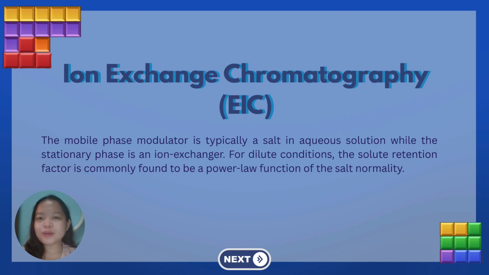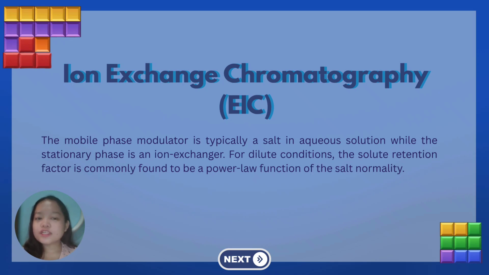Hello challengers, I'm back again, Professor L. And I'm going to talk about ion exchange chromatography or IEC. In IEC, the stationary phase is an ion exchanger, typically a resin that can either exchange cations or anions.